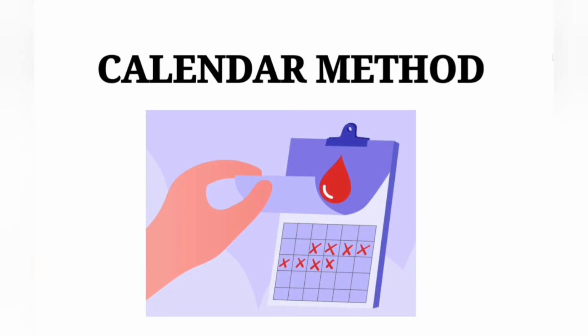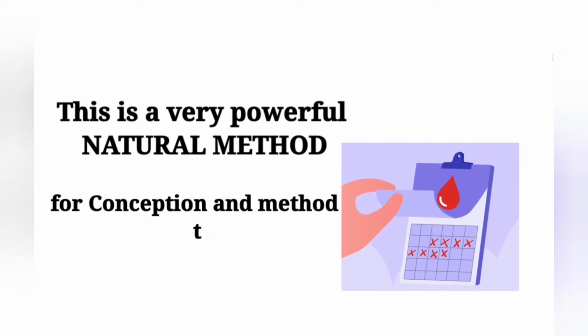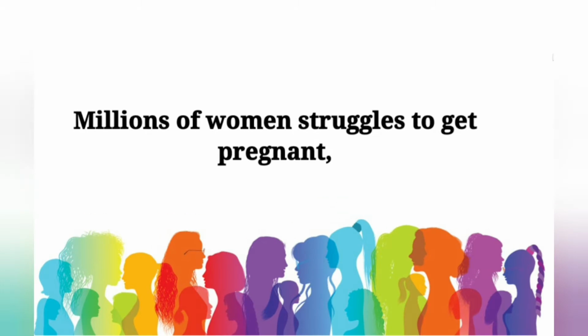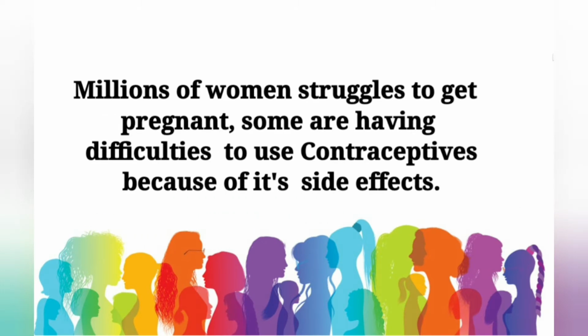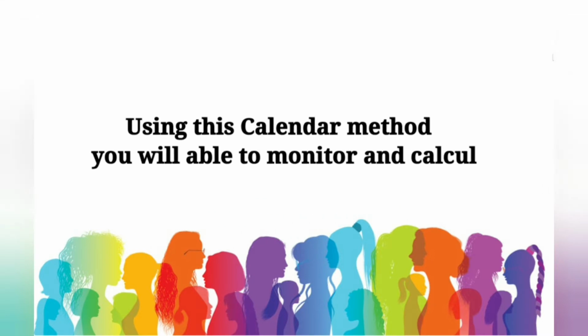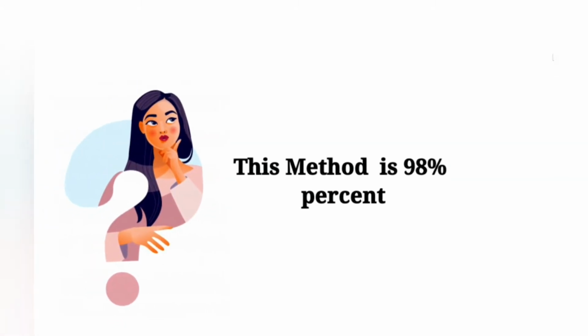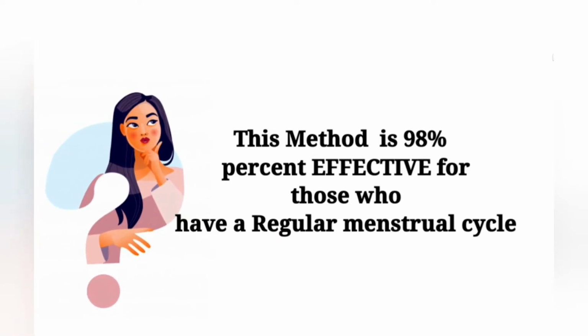Calendar method. This is a very powerful natural method for conception and a method to avoid pregnancy. Millions of women struggle to get pregnant. Some have difficulties using contraceptives because of their side effects. Using this calendar method, you will be able to monitor and calculate your ovulation or fertility period and help solve your problems. However, this method is 98% effective for those who have a regular menstrual cycle.